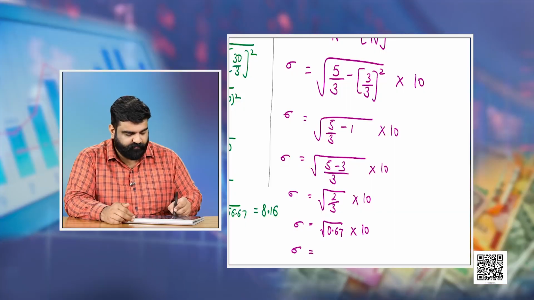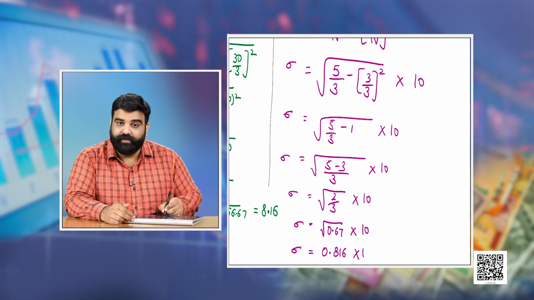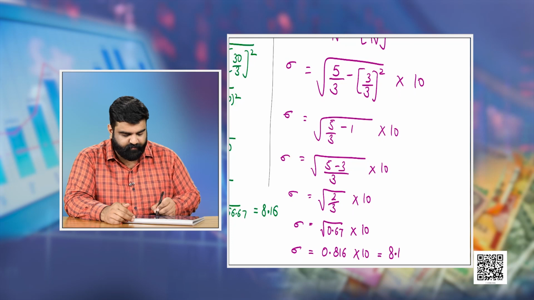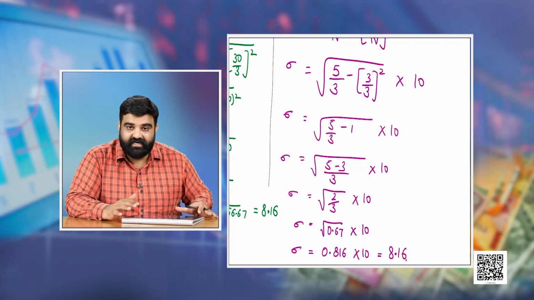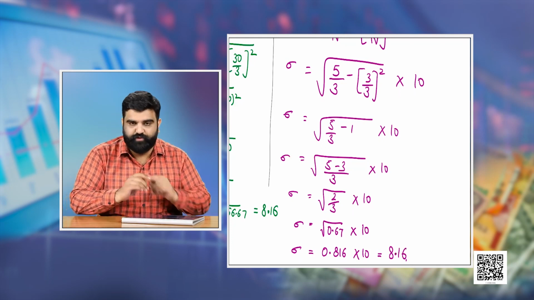We get root 2 by 3 into 10. Root 2 by 3 is 0.67, square root into 10, which will be 0.816 into 10. So, my final answer will be 8.16. So, this was the answer to the question of individual series.